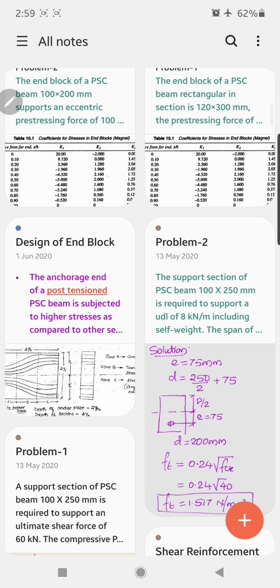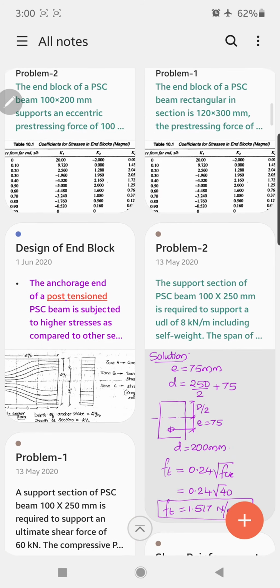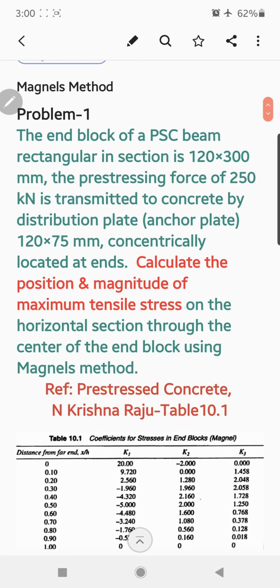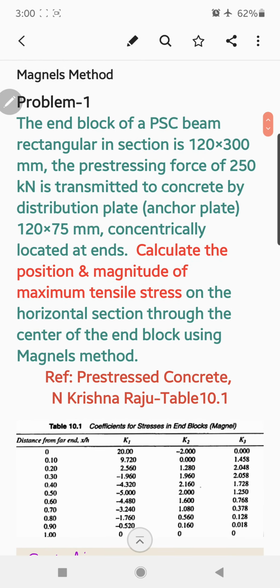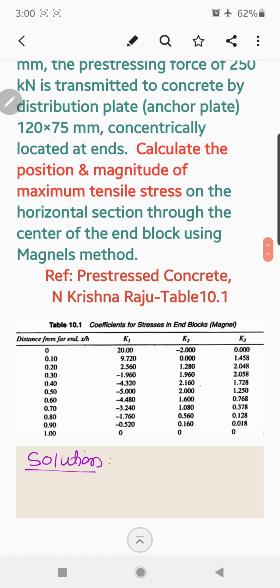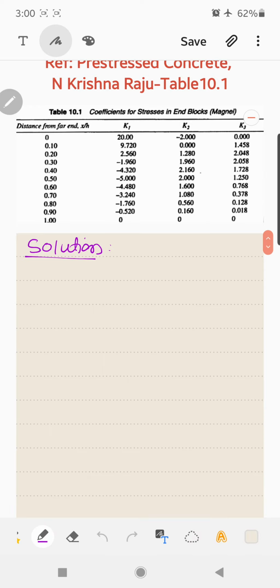Now let us solve a problem by Bagnall's method. The section is a rectangular section 120 mm by 300 mm. The prestressing force is 250 kilonewton. The anchor plate is 120 by 75 mm, which is concentrically located. We have problems of concentric location and eccentric location. What is asked is to determine the position and magnitude of maximum tensile stress on the horizontal section using Bagnall's method.